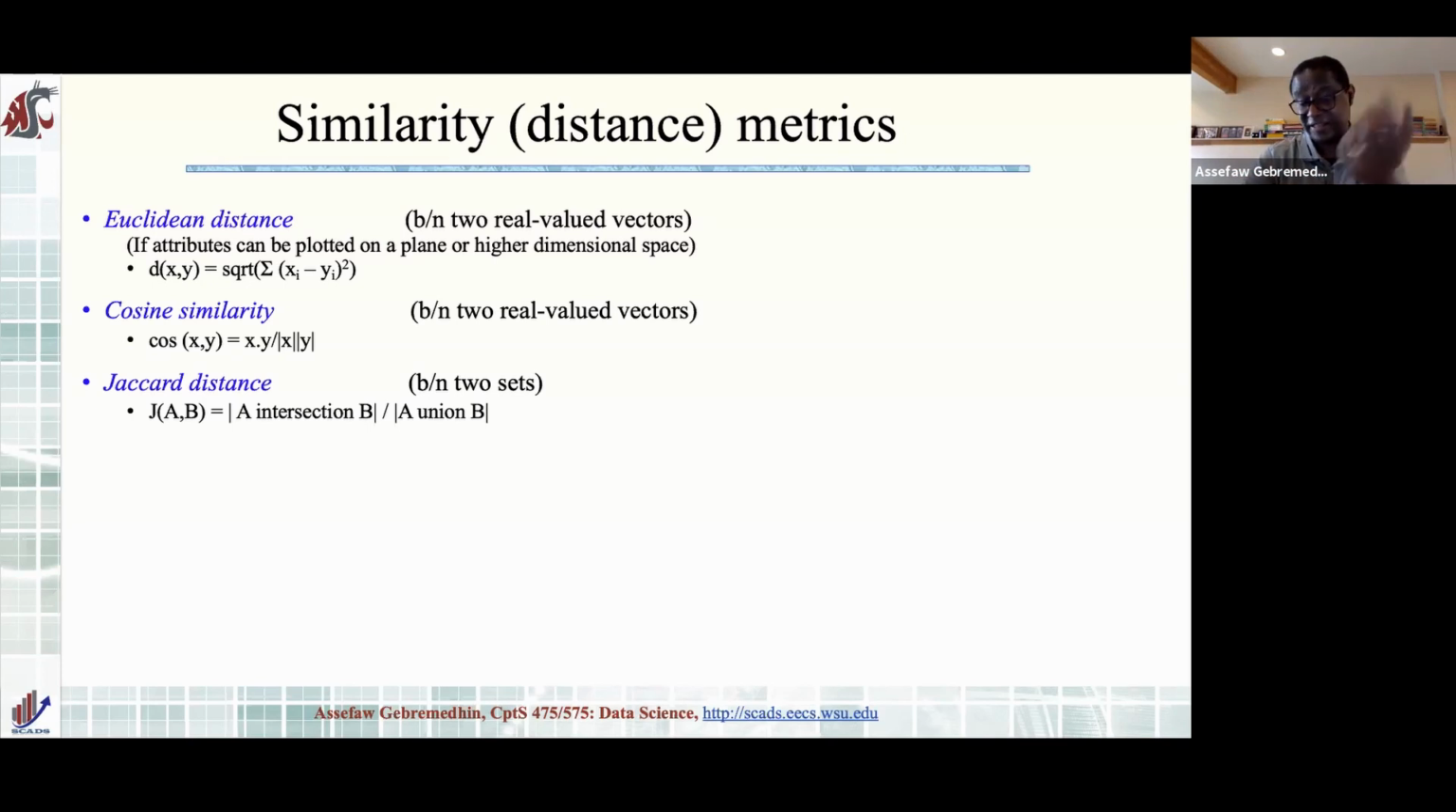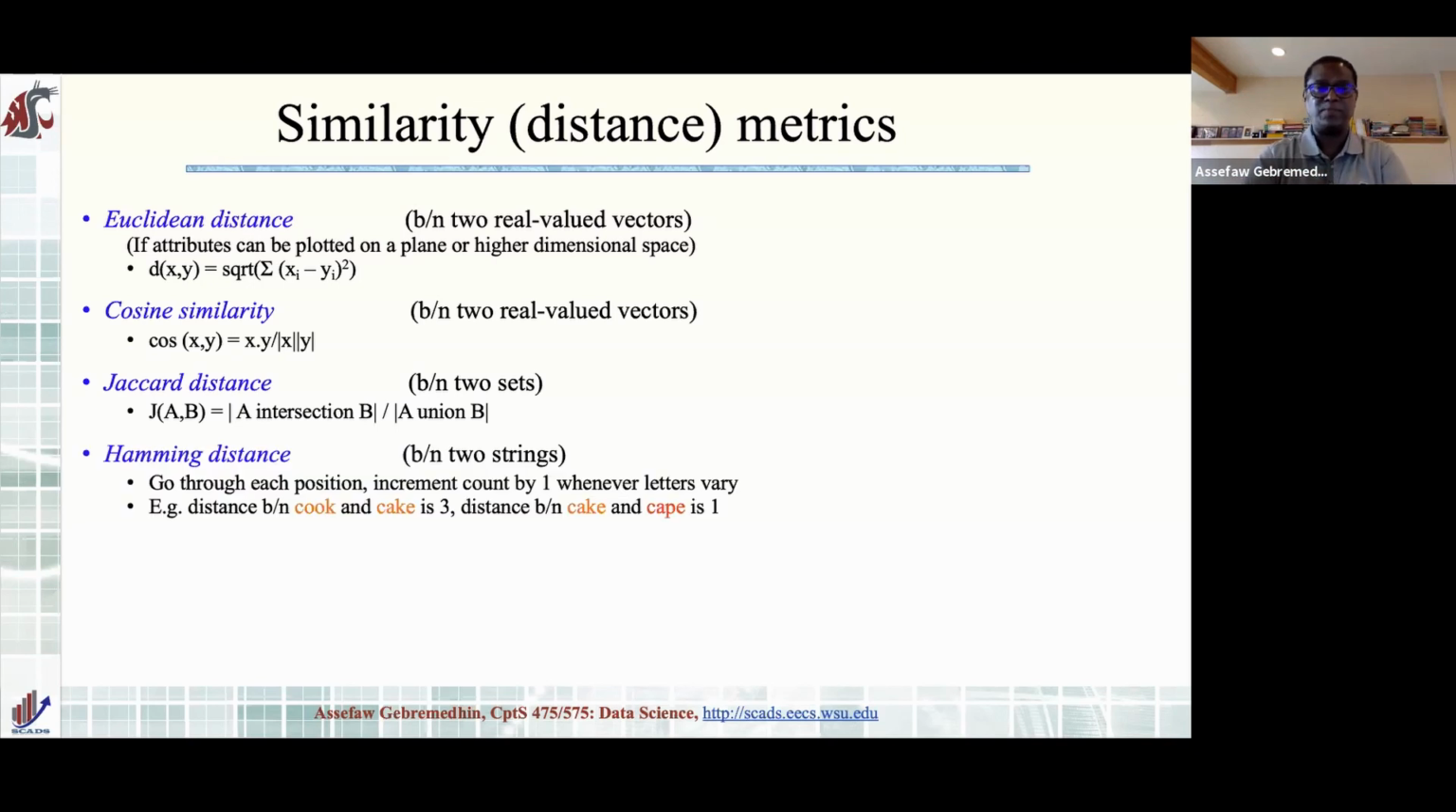So Jaccard distance, that is neighborhood. That's why it was a set, the feature was a set instead of a real value. Okay, we went through three. The fourth one is called Hamming distance, Hamming like a bird would hum.